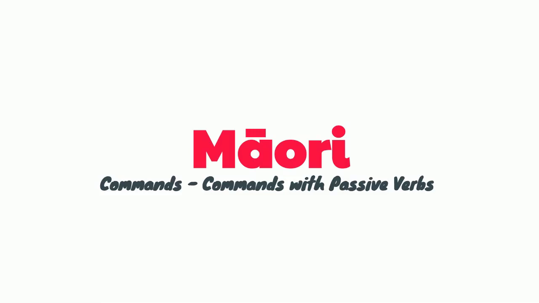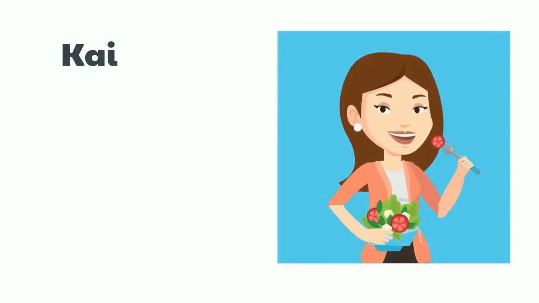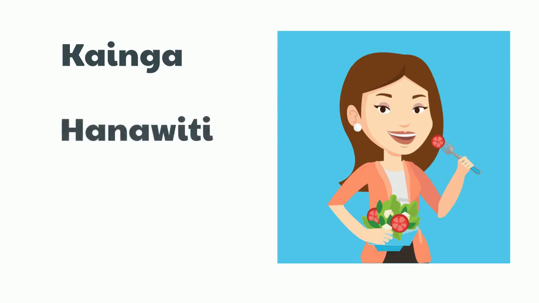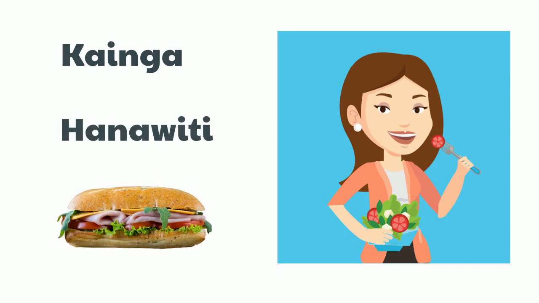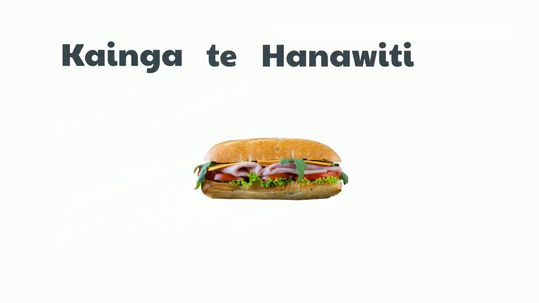For example, kai means to eat. The passive form is kāinga. Hanawiti means sandwich. Kāinga te hanawiti. Eat the sandwich.